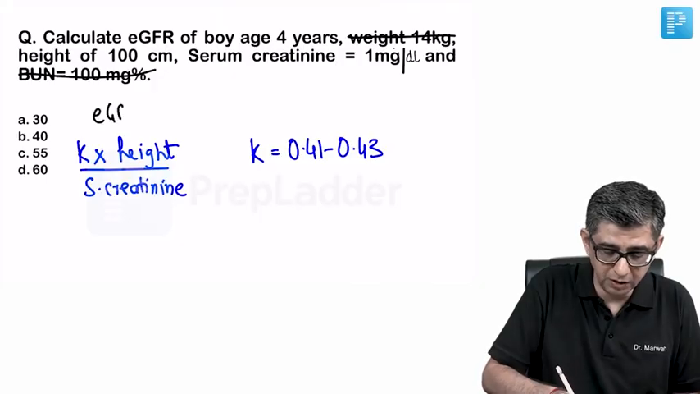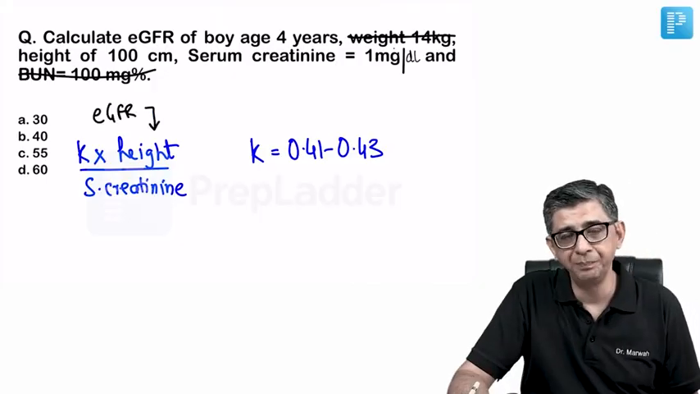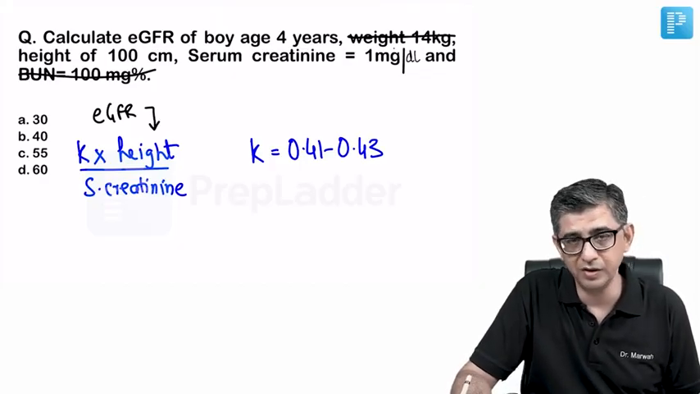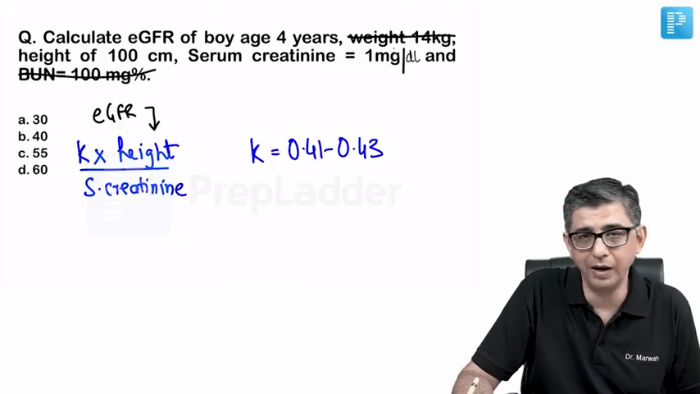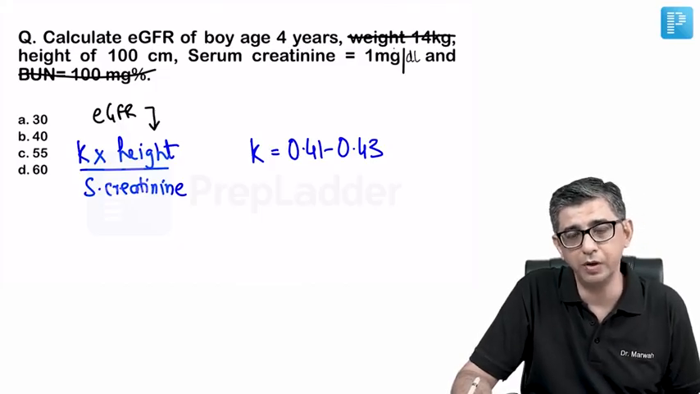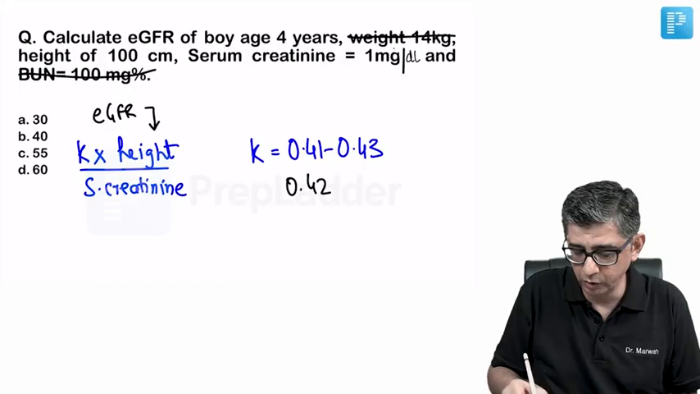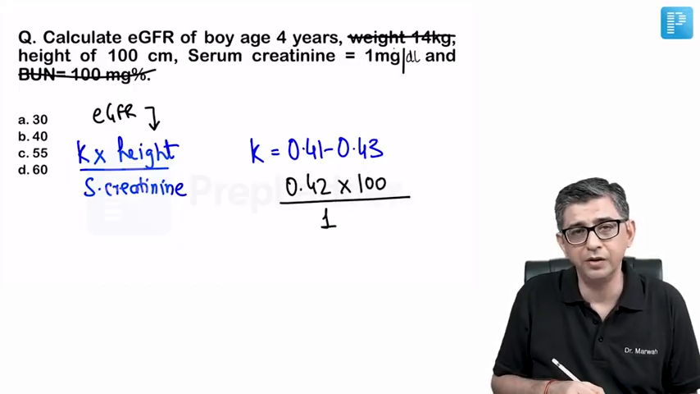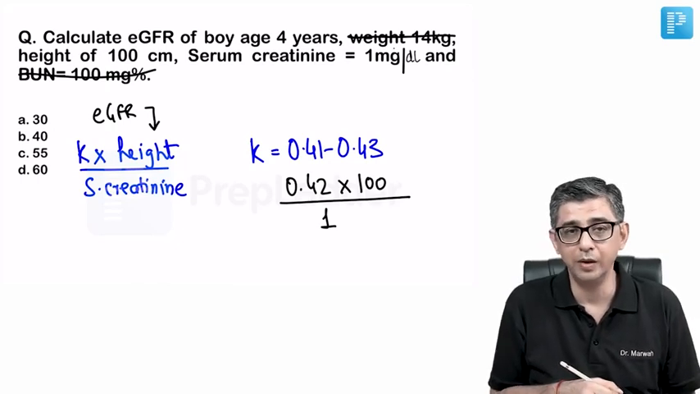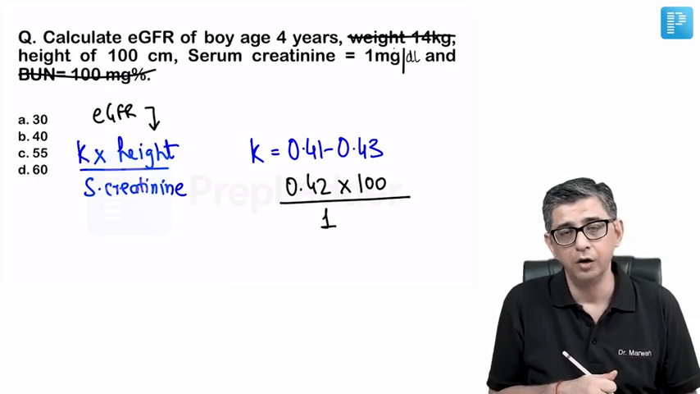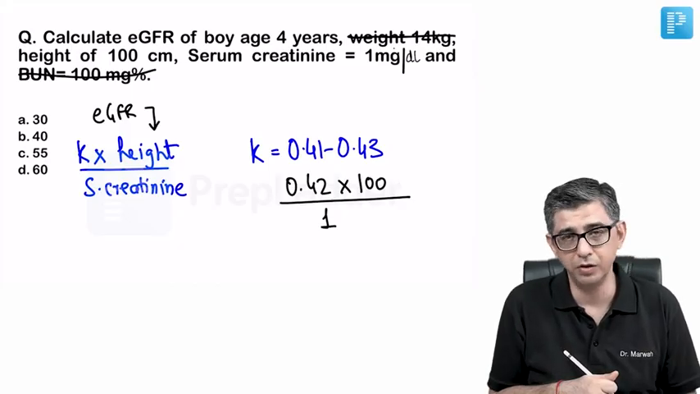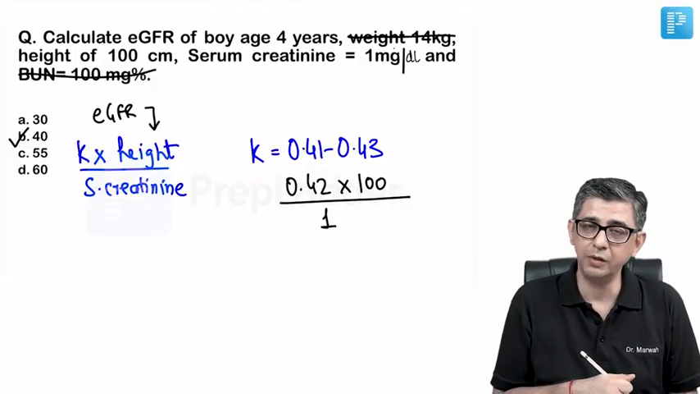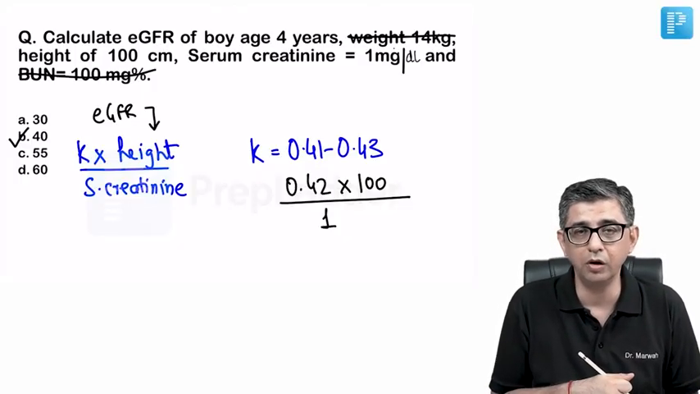The formula goes like this: eGFR in a child would be calculated as kappa into the height of the child divided by serum creatinine. Kappa is a constant value. The reference for this would be from OP Ghai, the textbook of pediatrics. The range is between 0.41 to 0.43. So if I just take an average of 0.42, multiply this by the height of the child, which is 100 centimeters, and divide this by serum creatinine, you can see what I was saying earlier also, that most of these mathematical questions would be a one-step multiplication or a one-step division. No rocket science required here. The answer for this would be option B, that is 40. And on my subsequent slide, I will demonstrate before you the Cockcroft-Gault formula.